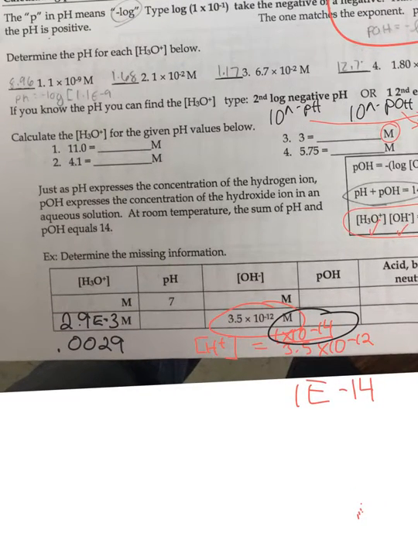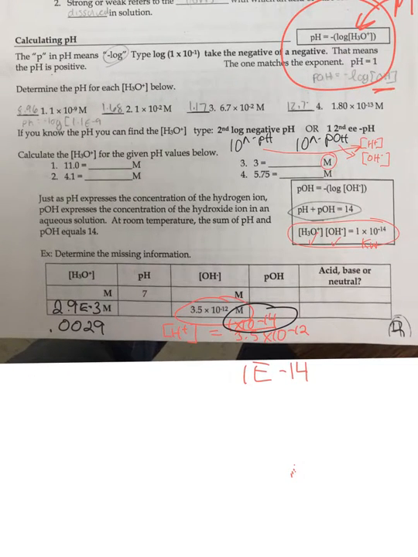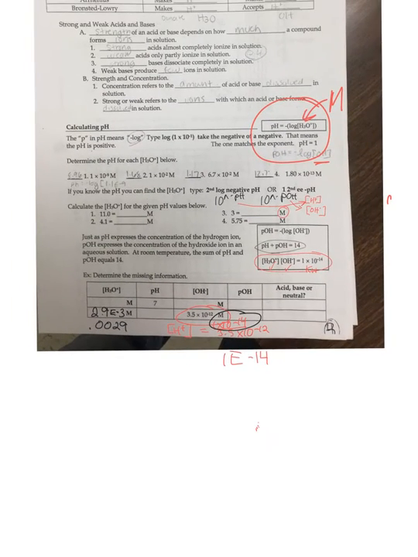I've told you in the past that when you look at the exponents of your concentrations, such as this one over here, that negative 2, your pH ends up being about the same. So since we know that, why are we doing this? How do you multiply exponents? You add them. Yeah, exactly.